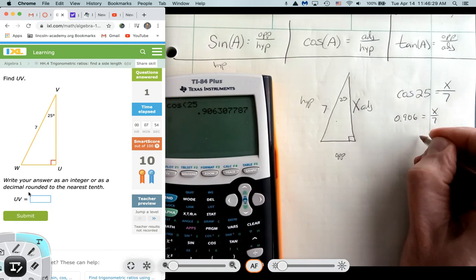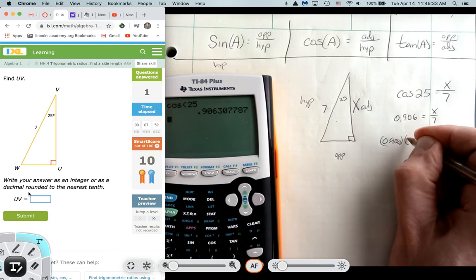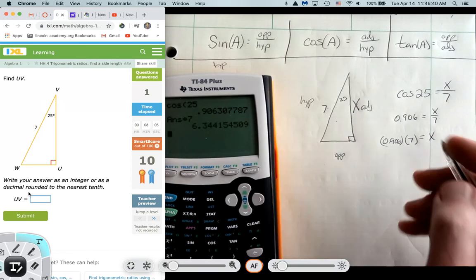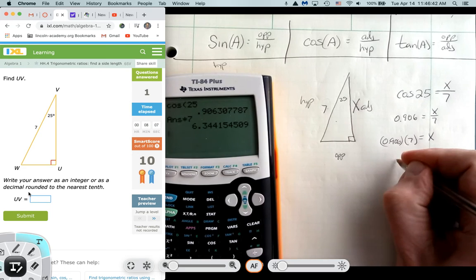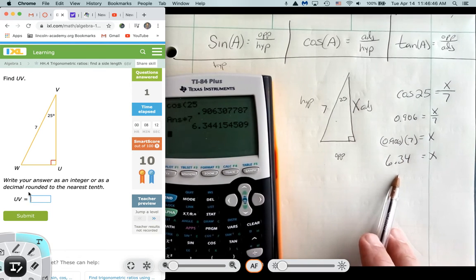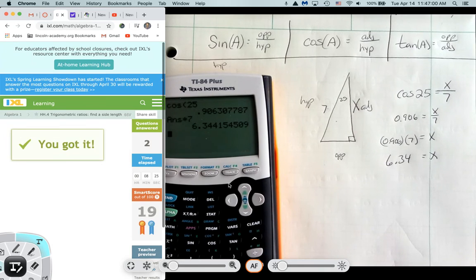So x is going to equal 0.906 times my 7, because I'm just multiplying the 7 up. On my calculator, I just times 7, and I get x is equal to 6.34. Again, it says to round to the nearest tenth, so I'm just going to round that to 6.3. So I come over here and I type in 6.3 and hit submit.